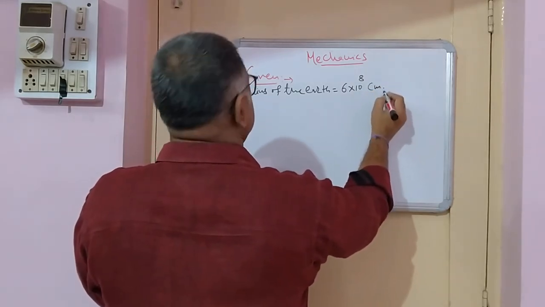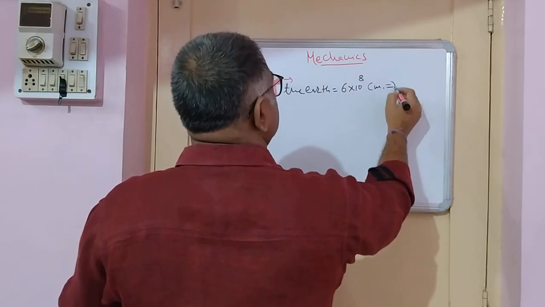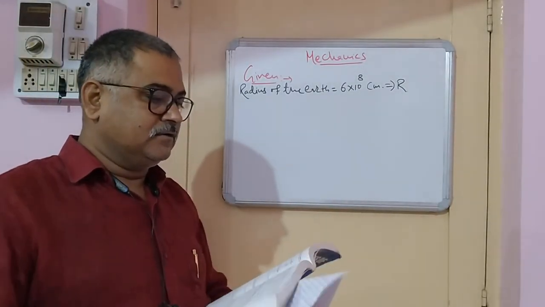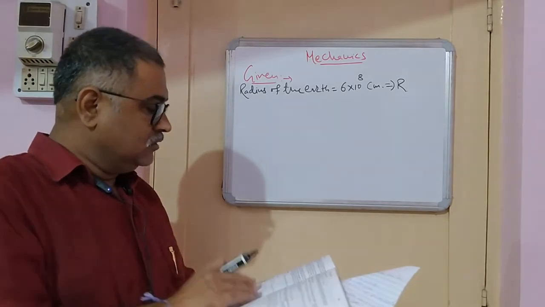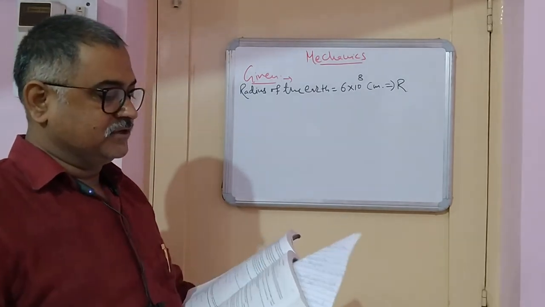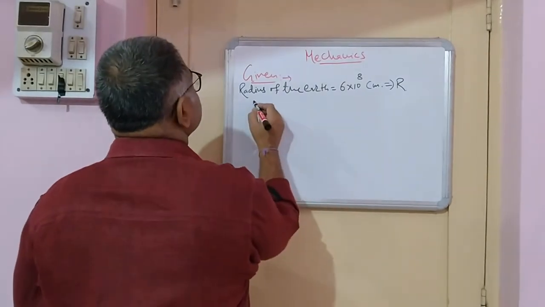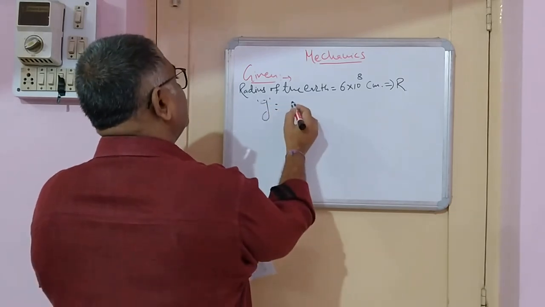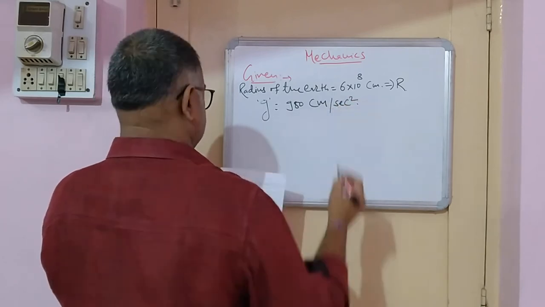He says that, and that is nothing but, it is a capital letter R. From our formula we can say that it is a capital letter R, radius of the earth. Again we have to see what is this radius of the earth, 6 into 10 raised to 8 centimeter. Then he says about the acceleration due to gravity. Acceleration due to gravity means small g. It is well known to us, 980 centimeter per second square.